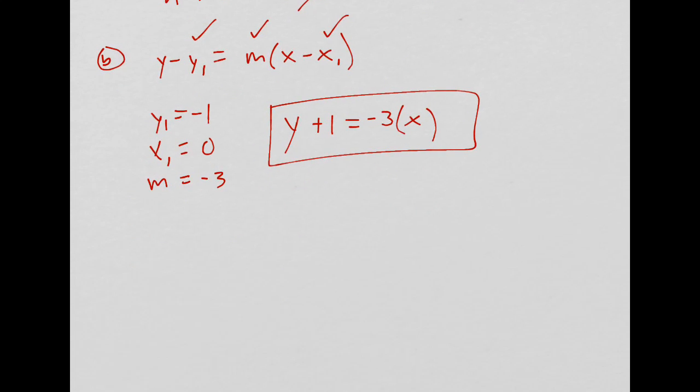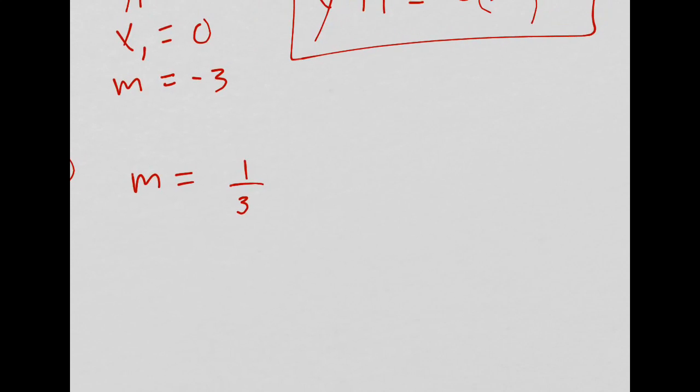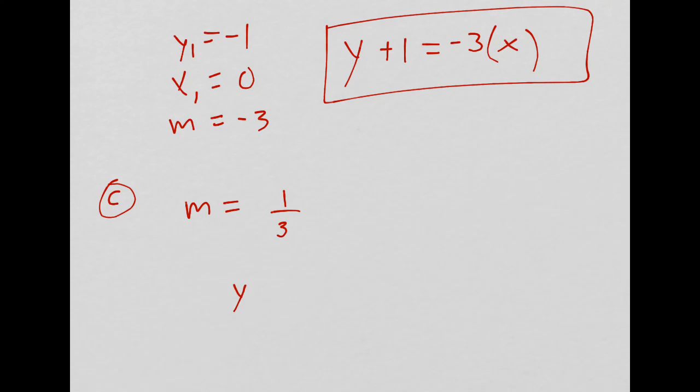So C, well, we have to find a different slope, a perpendicular slope. So m in our C problem for the normal would be the opposite reciprocal, which means you flip it over and you change the sign. So it was negative, now it's positive. And I do the same thing. The y1 and the x1 are still the same. So y plus 1, right, minus a negative 1, equals 1/3 x.